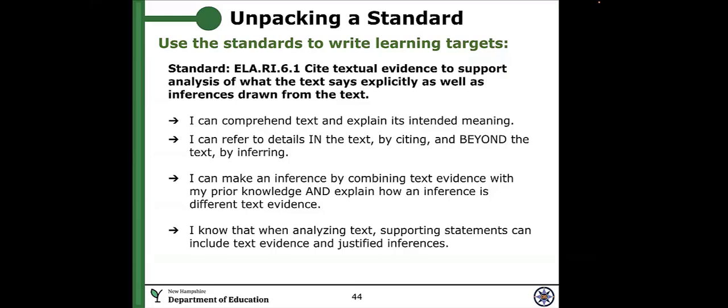We're starting with, I can comprehend text and explain its intended meaning. From there, we're moving on to, once we can do that, now we can refer to details by citing and inferring. And we move on to making the inferences, and then going even further to state that we understand that when we're analyzing them, we need both the text evidence and justified inferences. So it's everything from the previous slide, but now we've broken it down into individual I cans that might accompany various lessons throughout, over a unit or across a couple of weeks, and then students can see the way that they are progressing toward mastery.